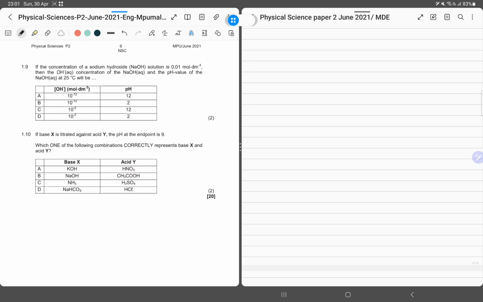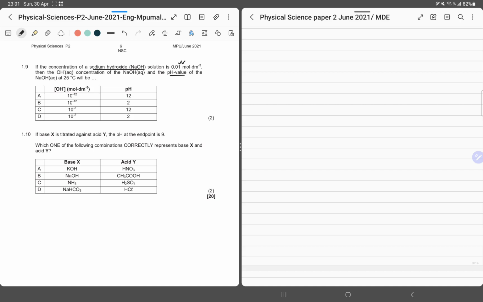Now, the sodium hydroxide, that is a strong base, right? Because of the hydroxide ion there. The solution is 0.01 mole per decimeter cubed. So we've got the concentration of the hydroxide ion of the sodium hydroxide, and the pH value of the sodium hydroxide at 25 degrees Celsius will be.